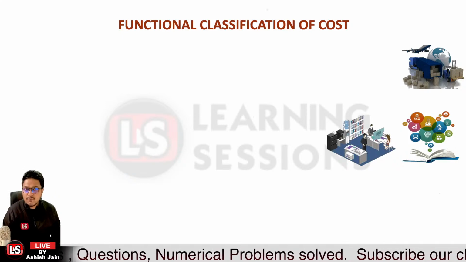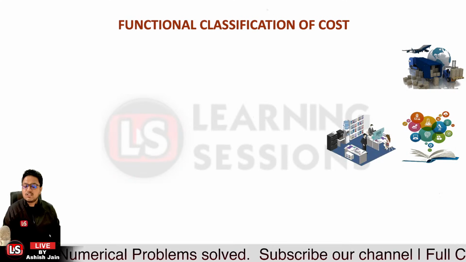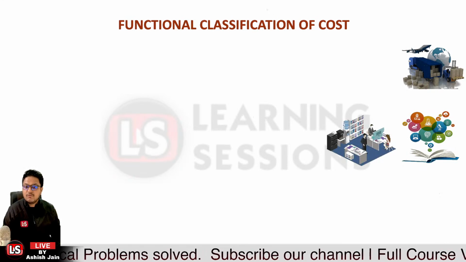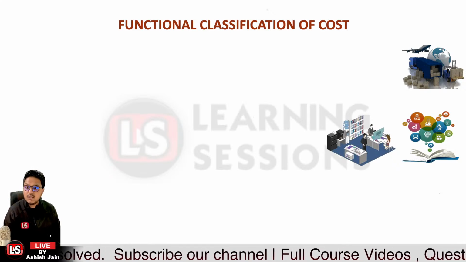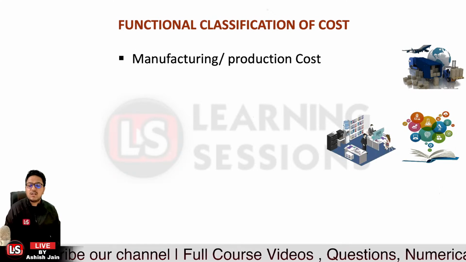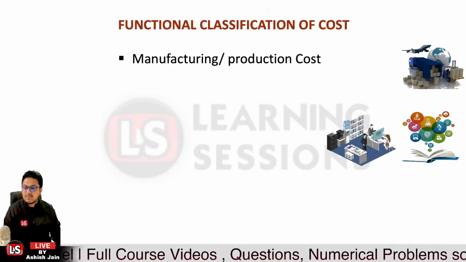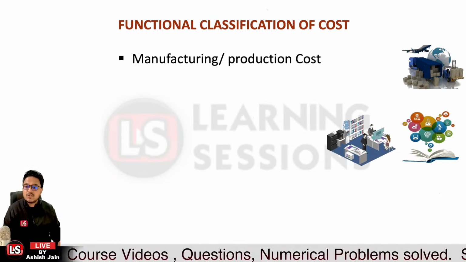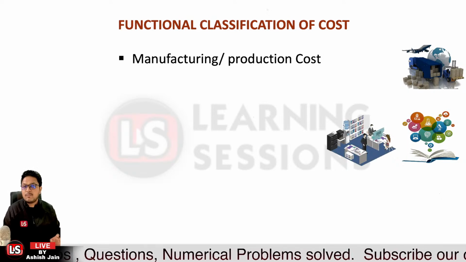So the classification, first of all, can be based upon the functional classification. Depending upon the different functions being performed in the organization, we can basically learn about the cost function. First, it's related to manufacturing or production cost. Whatever expenses are incurred in the manufacturing process are related to the manufacturing cost or the production cost.